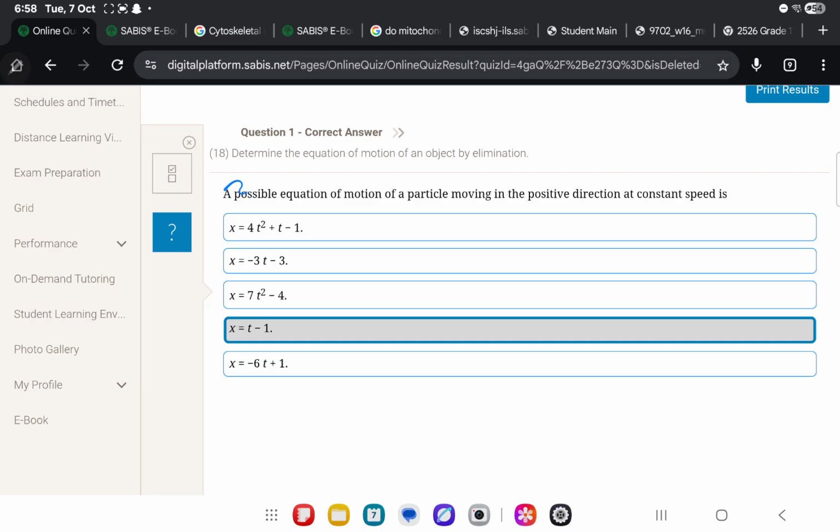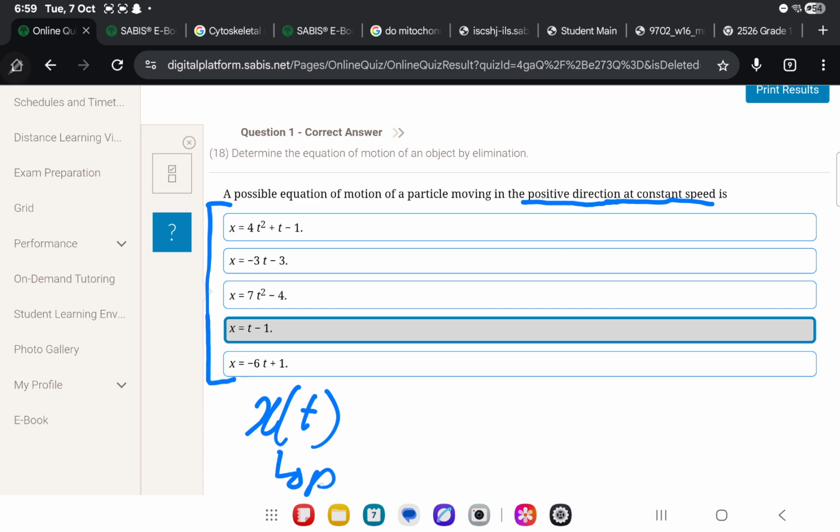Now, we'll start with question 1: a possible equation of motion of a particle moving in the positive direction, so this is very important, at constant speed, this is also very important, is... Now, if you notice here, they gave us all position equations, right? They're all in terms of x. And x of t, if you were to describe the position as a function of time, which is essentially what they did here, is the position.